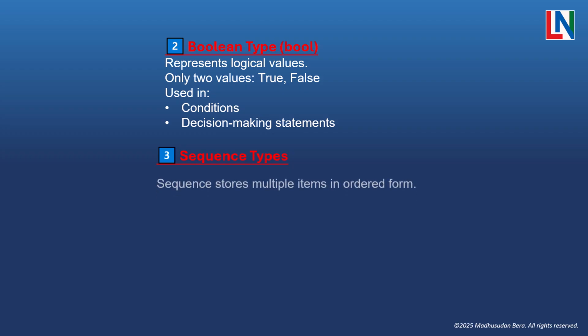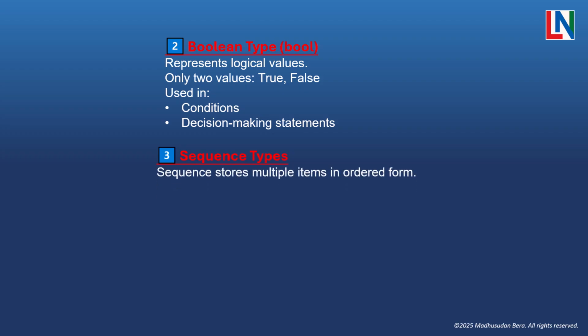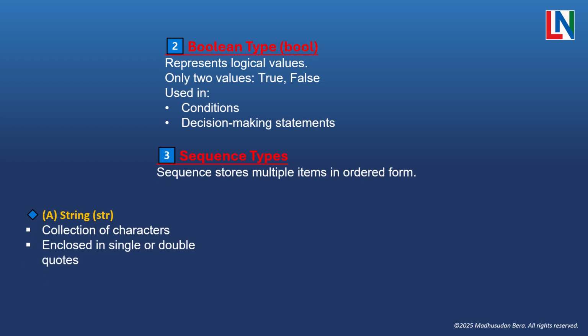Number 3, sequence type. Sequence stores multiple items in ordered form, such as string, represented by str. String is a collection of characters enclosed in single or double quotation. It is immutable. For example, within double quotation "Hello", within single quotation 'Python', etc.